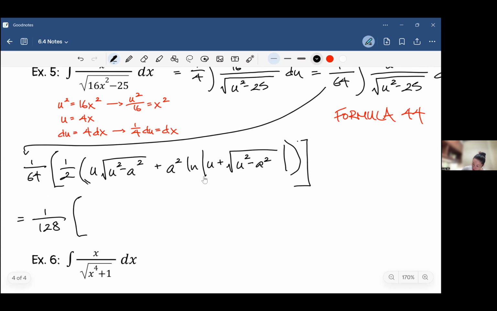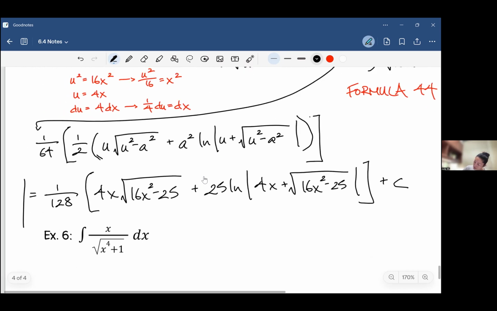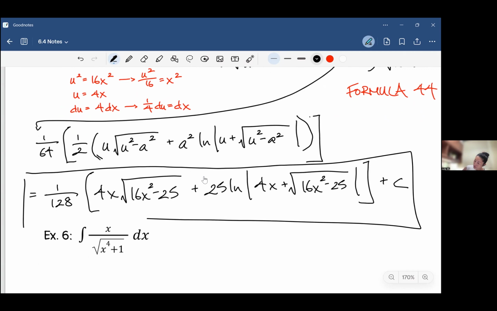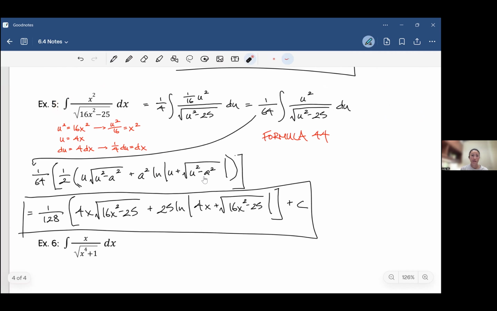Our u was 4x, square root of 16x squared minus 25, plus a squared is 25, natural log of 4x, plus the square root of 16x squared minus 25. And we'll close that plus c. And this would be our integral of x squared over square root of 16x squared minus 25.